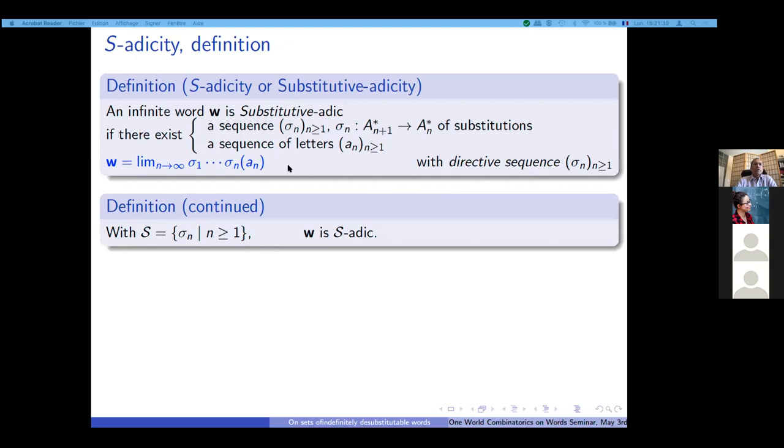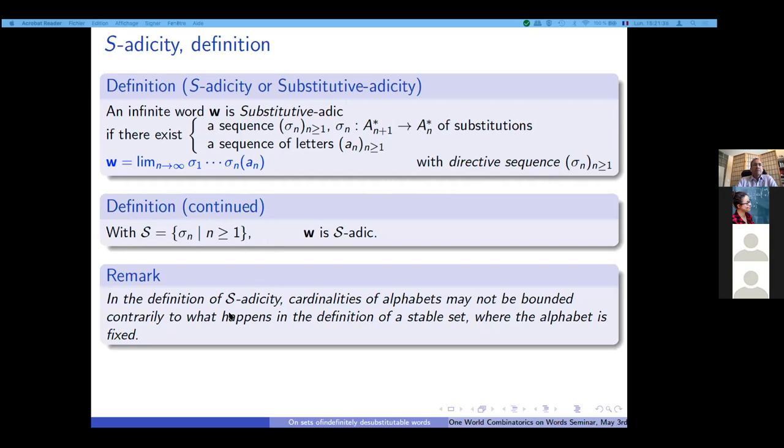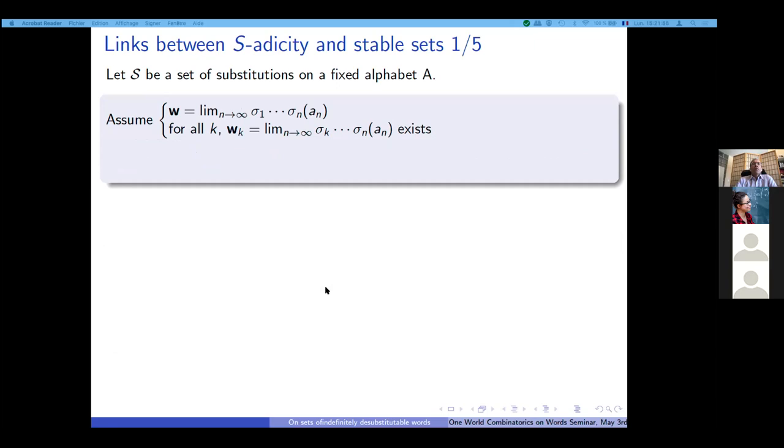As I already did before, you have to remark that the cardinalities of the alphabets in the definition may not be bounded, contrary to what happens in my definition of a stable set, where the alphabet is fixed and is the same for all substitutions. So the first thing I would like to say is that asadicity is a necessary condition for a word W to be an element of a stable set.